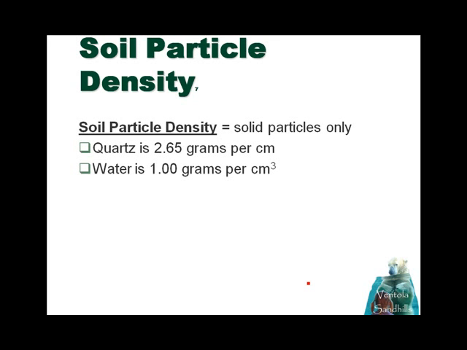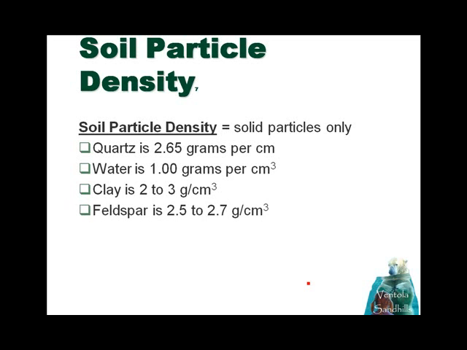Clay is between 2 and 3 grams per centimeter cubed depending on the type of clay. So that falls right near 2.65 also. Feldspar, which is another clay, 2.5 to 2.7 grams per centimeter cubed, so 2.65 is within that range. So the number to remember, 2.65, is the particle density of soil. And that's also the particle density of rock.